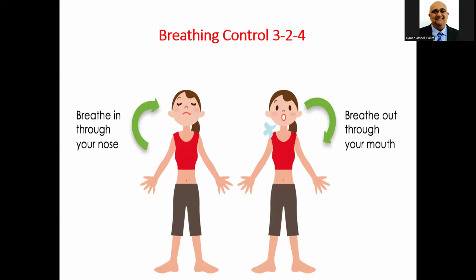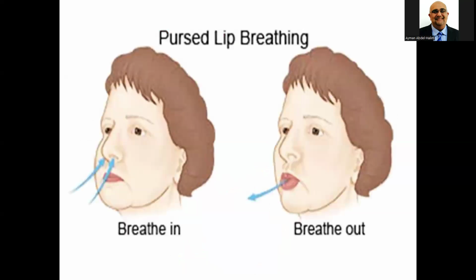Okay, breathing control. We call it the 3-2-4. Breathe in through your nose, breathe out through your mouth. So count to 3, breathe in your nose, and then 2 for the pause in between the inspiration and expiration, and then breathe out, count to 4. 3-2-4. 3-2-4.